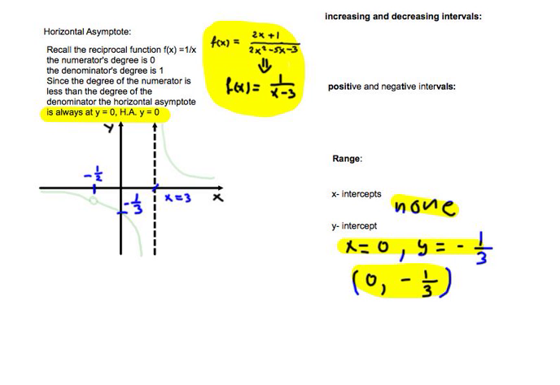Now, the graph of this function. So look at this green line. We have a horizontal asymptote at 0. We have only one vertical asymptote, at 3. And now you see this graph is discontinuous at that point where x is equal to negative 1 over 2. So this is the point of discontinuity.